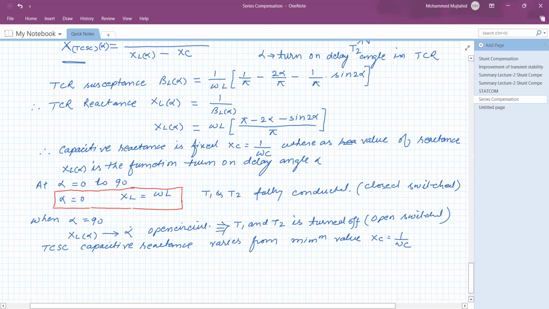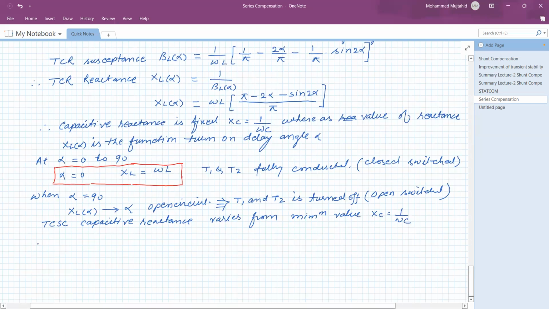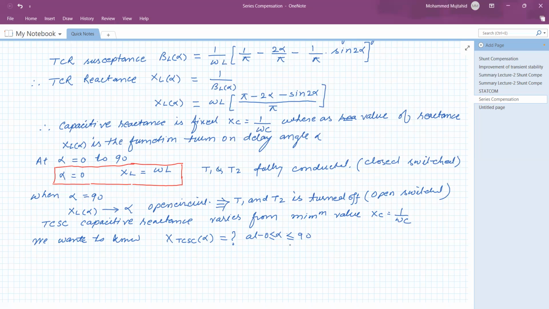Now, what would be the value of the TCSC reactance at different conduction angle alpha? Our objective is to know the reactance of the TCSC, which is a function of the turn-on delay angle alpha, at different values of the angle, right from alpha equal to 0 up to 90 degrees, that is, 0 less than or equal to alpha less than or equal to 90. This is our objective. We want to know the value of the total TCSC reactance or compensation value when alpha is equal to 90 degrees, and when alpha is in between, or at 0 degrees, isn't it?